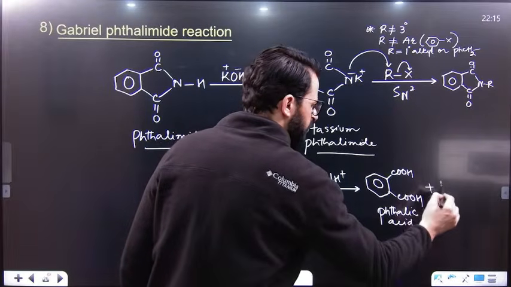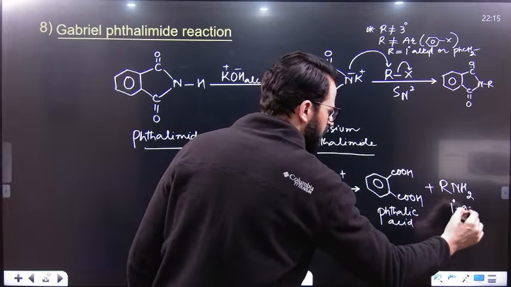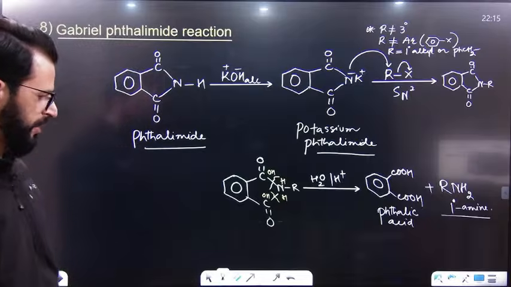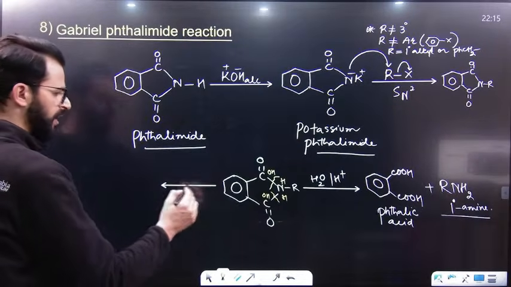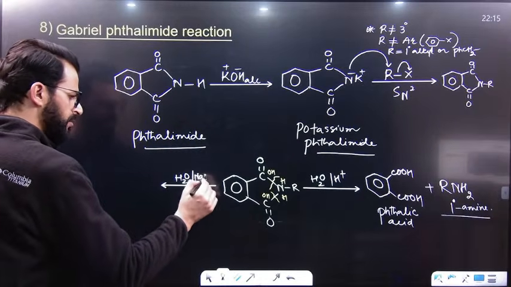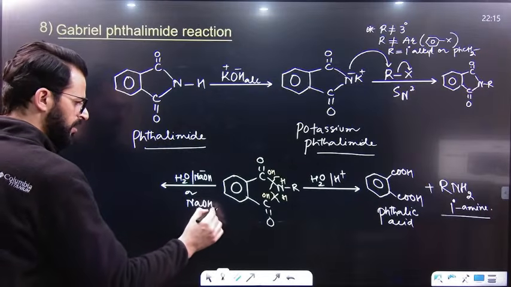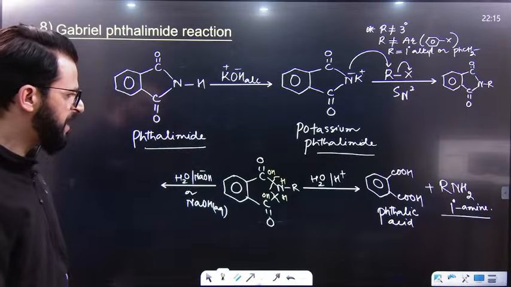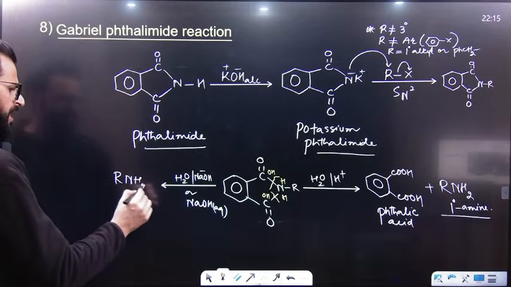Plus, we will get a primary amine over here. Similarly, if you take the same reaction but in basic medium, or you can write down NaOH aqueous. If you are doing hydrolysis in basic medium, that means basic hydrolysis, what will it form? It will form a primary amine.